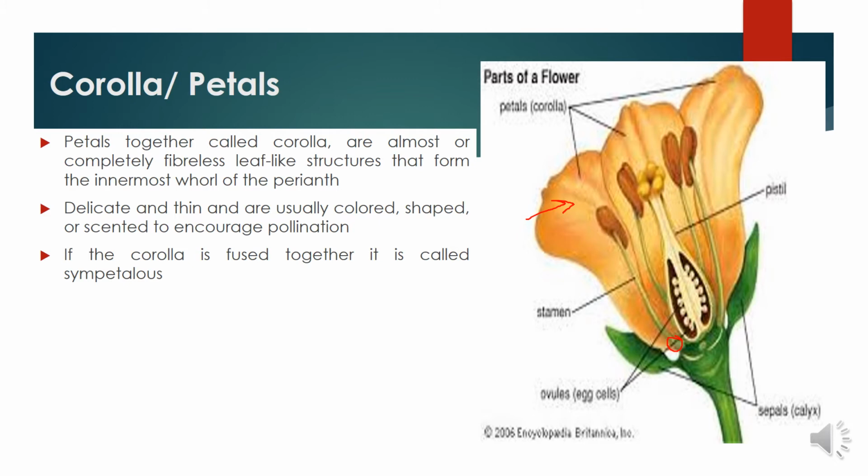Now scent can be good as well as a very rotting scent, especially in Rafflesia, which is one of the largest flowers, and that flower has a scent equivalent to that of rotting meat. So that type of scent is used to attract other types of insects. So basically we see that petals are either brightly colored or white. They can be very large or inconspicuous.